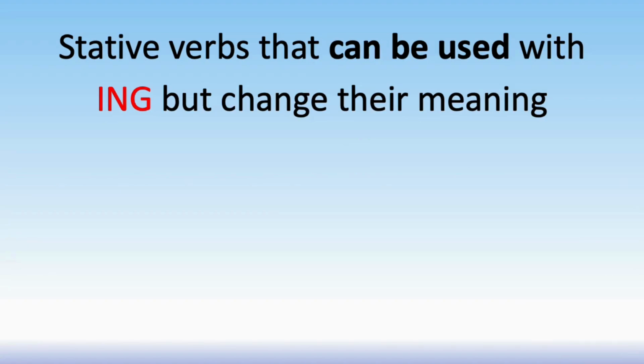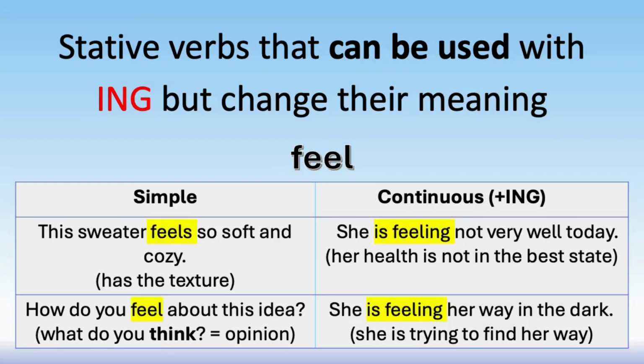The next verb I'm going to talk about is the verb to feel. Let's look at these examples. When do we use it in present simple? When we talk about some texture, for example, this sweater feels so soft and cozy, it feels so good, for example, yes? That's when we use it.